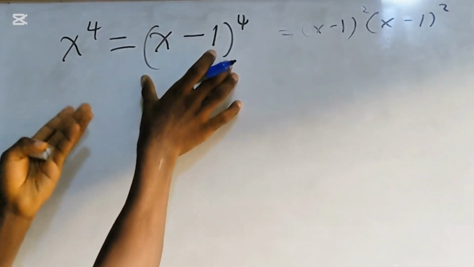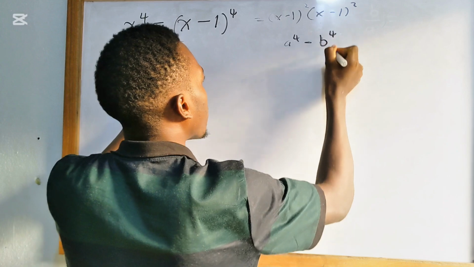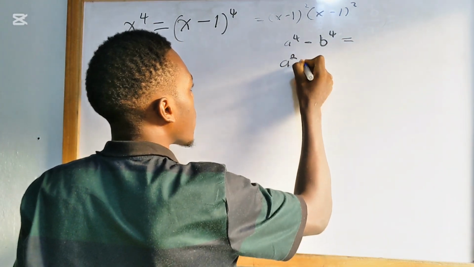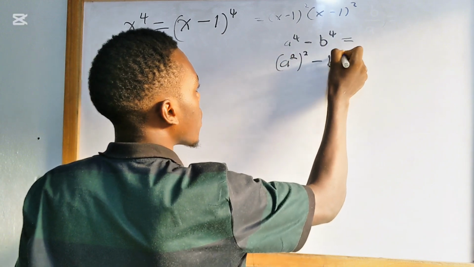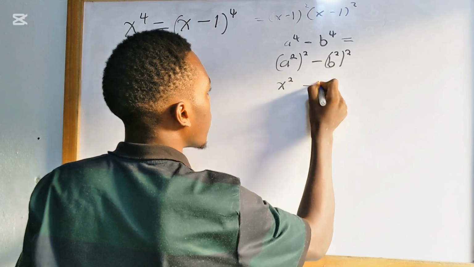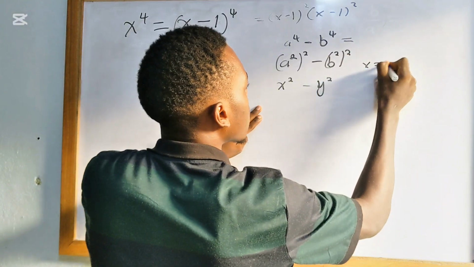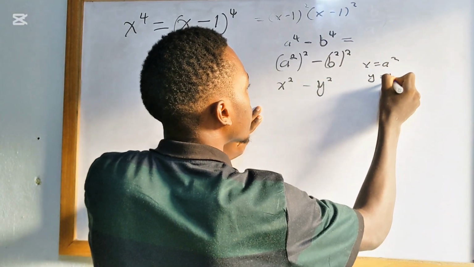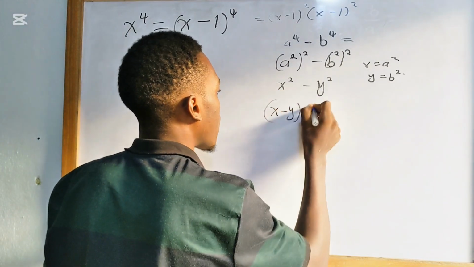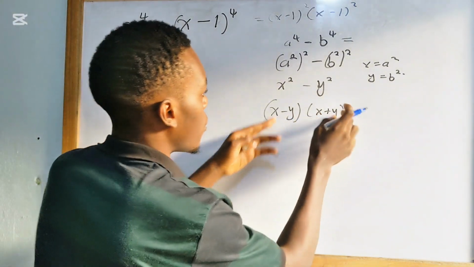What we want to do is bring this to the other side, so I should have a to the power 4 minus b to the power 4. This can be expressed as a square all squared minus b square all squared. You can take this as x square minus y square, saying that x is equal to a square and y is equal to b square. From basic algebra, x square minus y square is x minus y times x plus y.